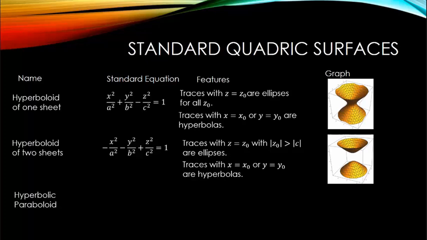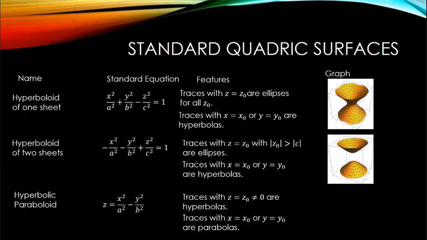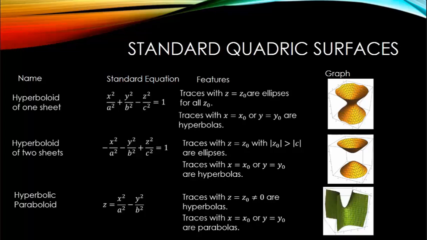Notice that the hyperboloid of one sheet forms a continuous surface, while the hyperboloid of two sheets has two distinct surfaces. And I can have something called a hyperbolic paraboloid. This has an equation that looks like z is equal to x squared over a squared minus y squared over b squared. Traces with z is equal to z naught, where neither z nor z naught is equal to 0, are going to give me hyperbolas, while traces with x equal to x naught or y equal y naught will give me parabolas. The graph of this hyperbolic paraboloid looks almost like a saddle with a very high front and back on it.